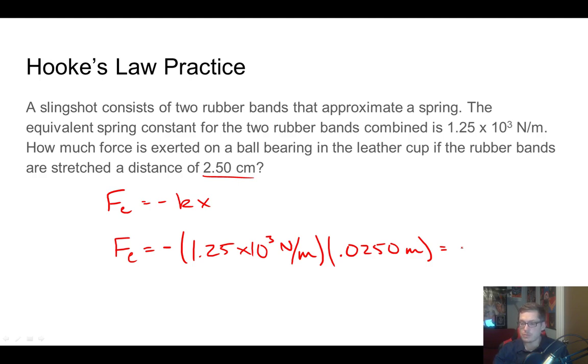We get 31.3, and meters cancel, and we just end up with newtons. So 31.3 newtons. Well, negative 31.3 newtons, and that just tells us the direction. Really it says how much force is exerted, so it would be the positive 31.3, which is the answer we have somewhere right there.